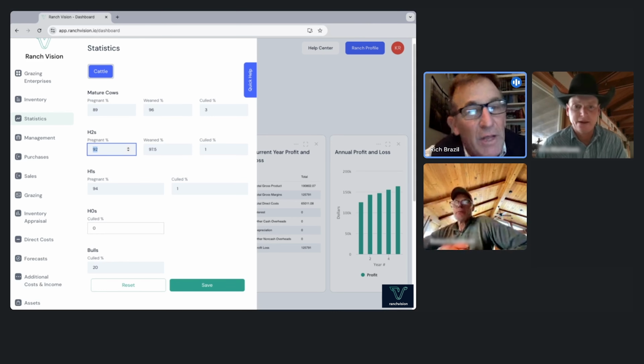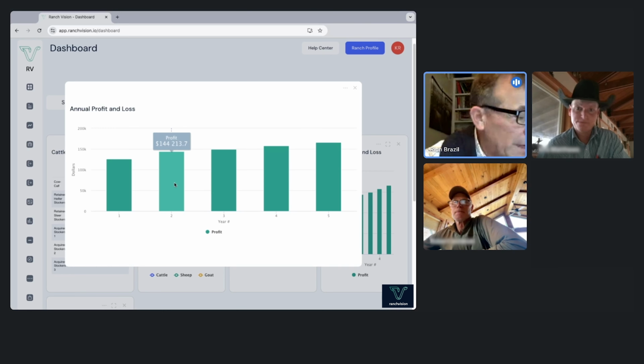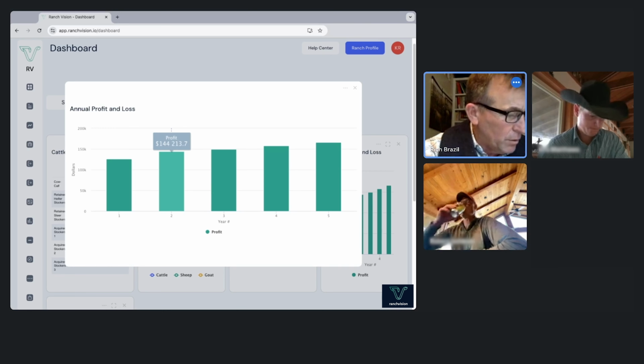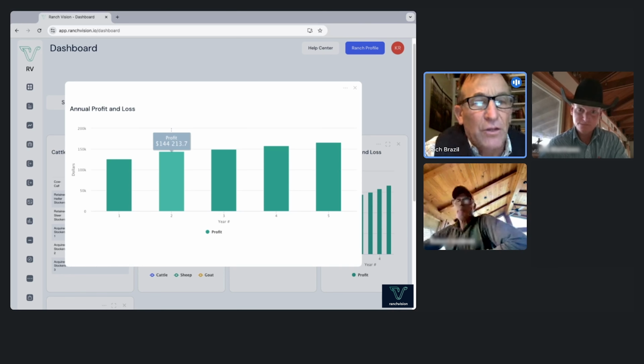So just doing that, it should at least increase their percentage by 1%. Then look at year 2 profit. So that's gone up to 144,000. Before it was 143. So it's about a $1,000 increase.